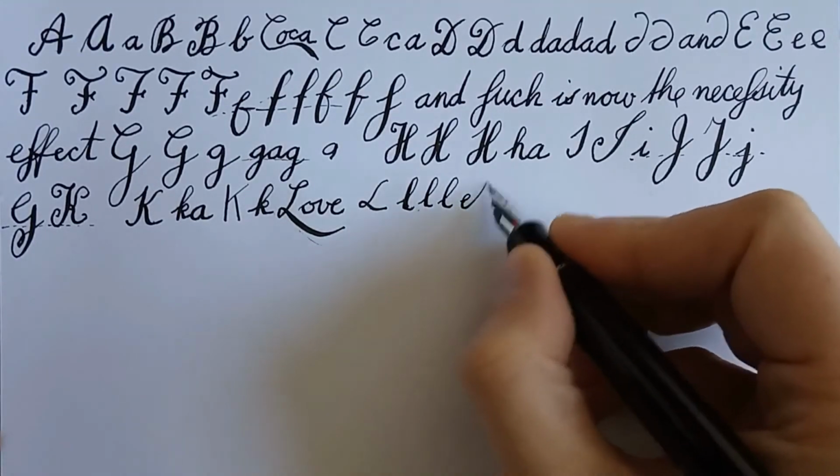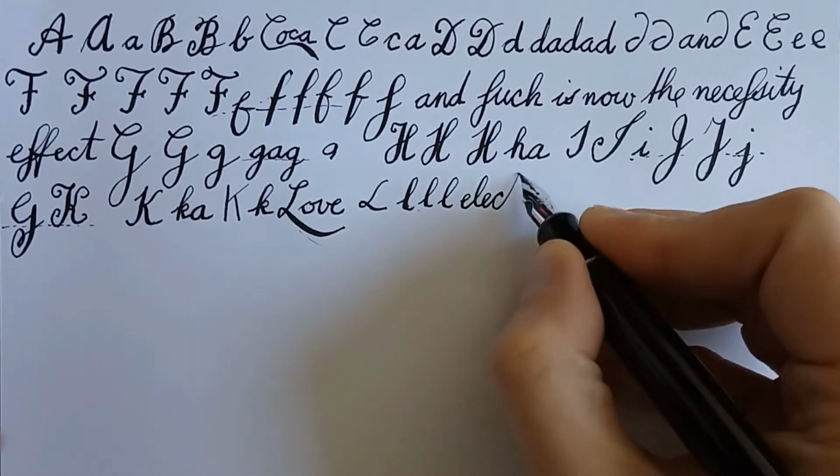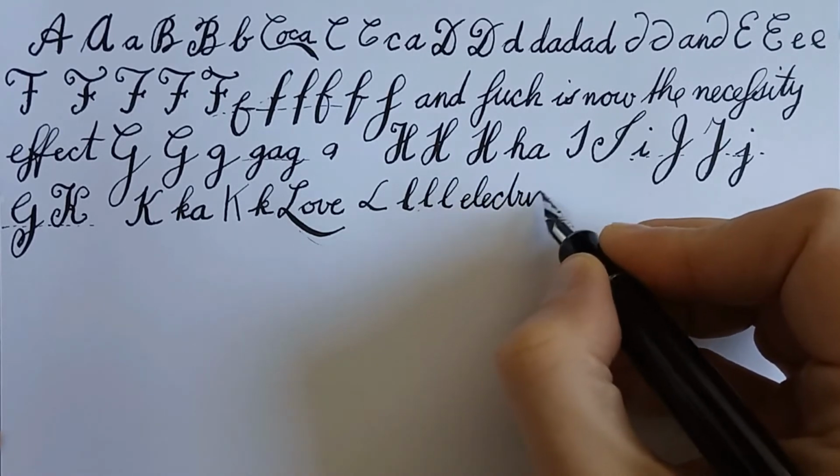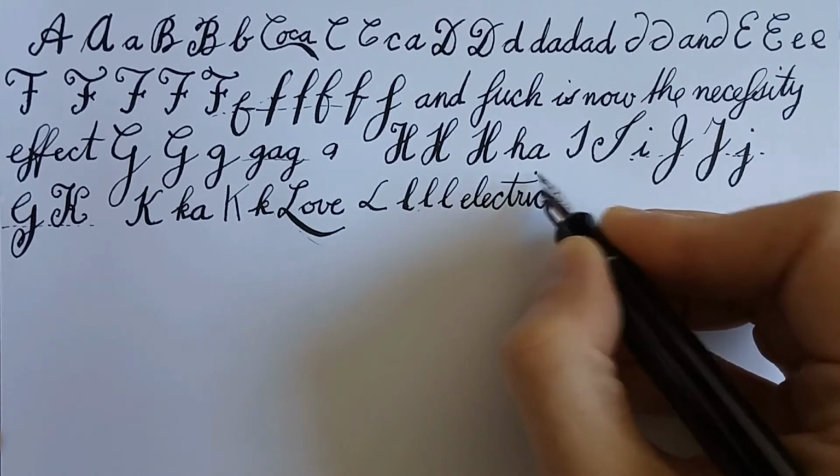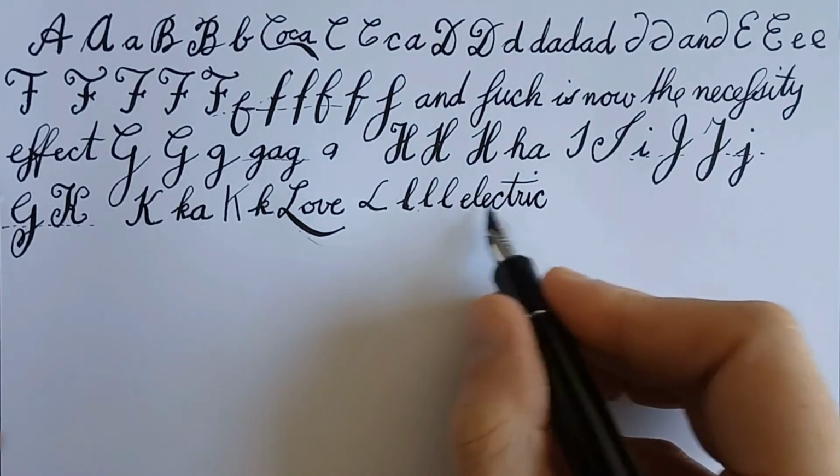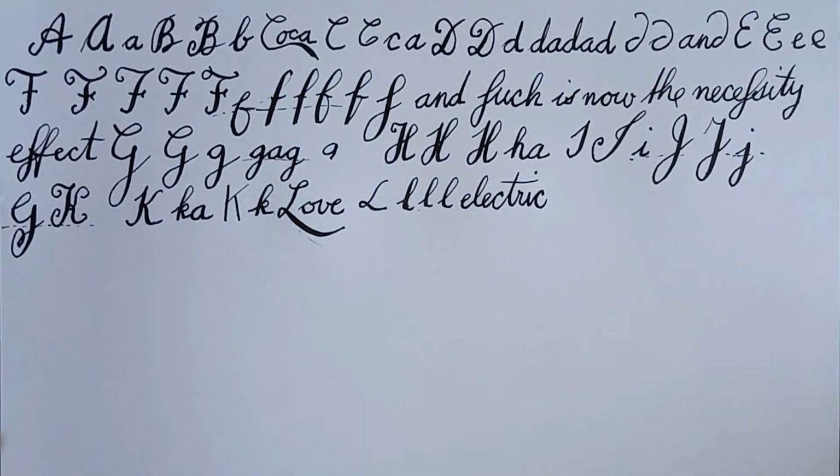So if I write a word like electric, here you can see the difference between the small e and the small l. They're sort of the same thing, except the l is much longer. Okay, so we have that.